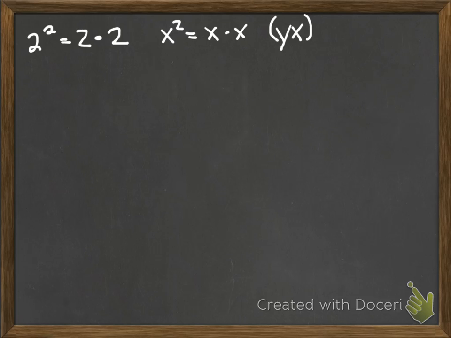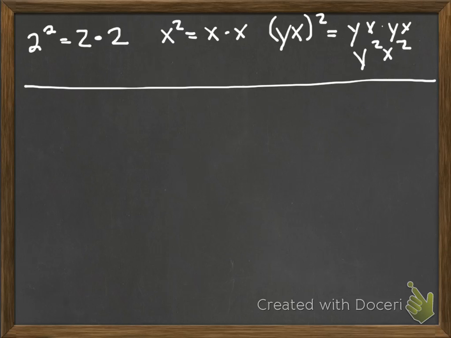Let's go on to something a little different. Here's another property. If you have 2 squared, that means 2 times 2. If you have x squared, that is x times x. If you have xy, the whole quantity squared, that's xy times xy, which is equal to x squared y squared, by the commutative property. Now we're going to talk about what happens when you square a radical.